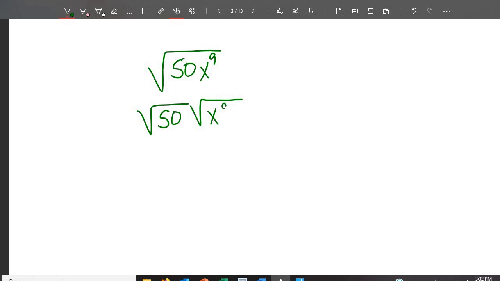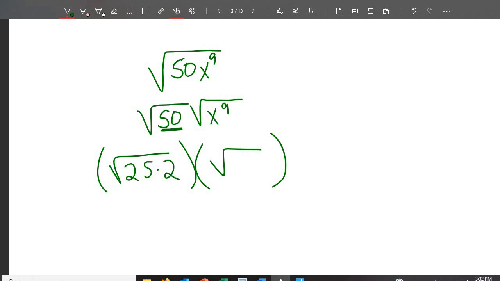Now, you're going to have problems where you have to do, let's do 50 x to the 9th, you'll have to do a number and a variable in the same problem. But again, this is a square root. We're just going to split it apart. And we're going to work with each one of these separately. I'm going to put parentheses here. Alright, let's think about 50. I can rewrite 50 as 25 times 2. I'm going to leave this alone just for right now. Square root of 25 is 5. Square root of 2.